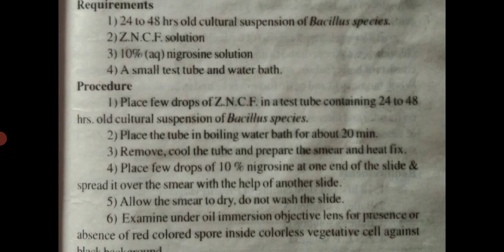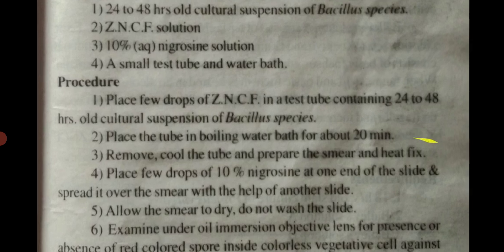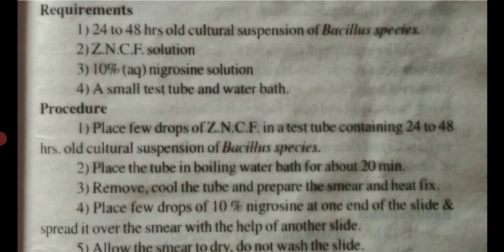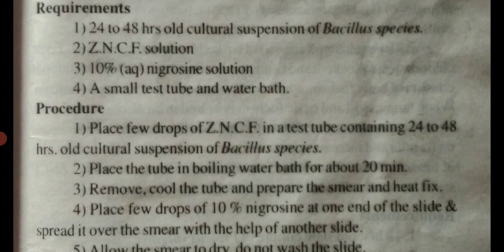Now the method given by Dorner for endospore staining, and the requirements for this method. The first requirement is a 24 to 48 hours old culture suspension of Bacillus species, Ziehl-Neelsen carbol fuchsin solution, 10% aqueous nigrosin solution, a small test tube and a water bath.